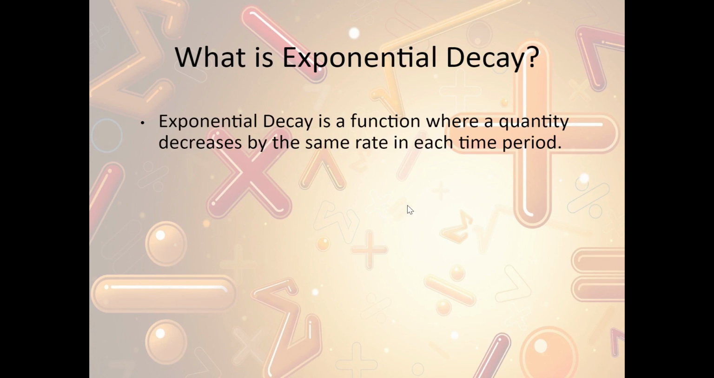Now, exponential decay is a function where a quantity decreases by the same rate in each time period. An example of this would be radioactive decay of a fossil. So when something dies, it eventually becomes just bones, right? We know this through archaeology. It becomes just bones. And what happens is there's a certain amount of carbon in that bone. After a while, the carbon starts to decay. It starts to wither away. It starts to evaporate. From there, we can tell how old the fossil is based on the amount of carbon that's still left. So that's radioactive decay of a fossil.